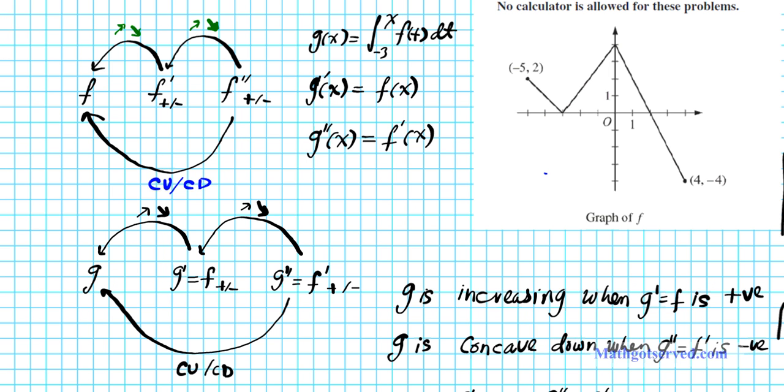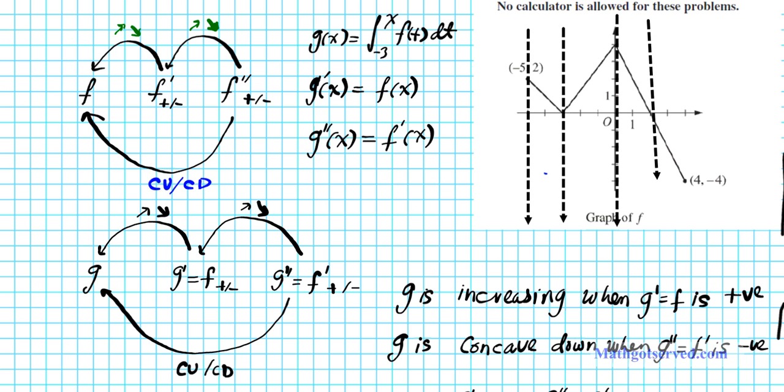I'm going to break it up in such a way that you can really understand what I'm doing. So this is the first interval. This is the second interval. And this is the last interval. Now, how do I know where to break? Well, I'm breaking at the points where F or F prime changes sign.